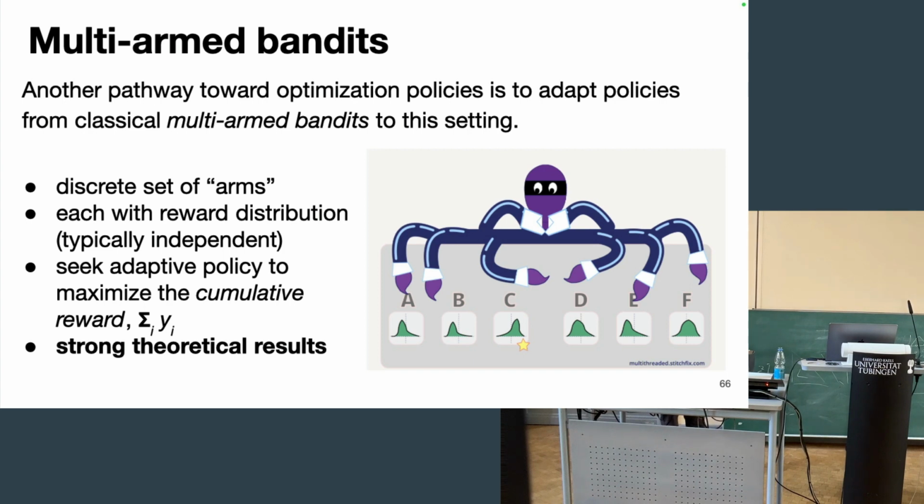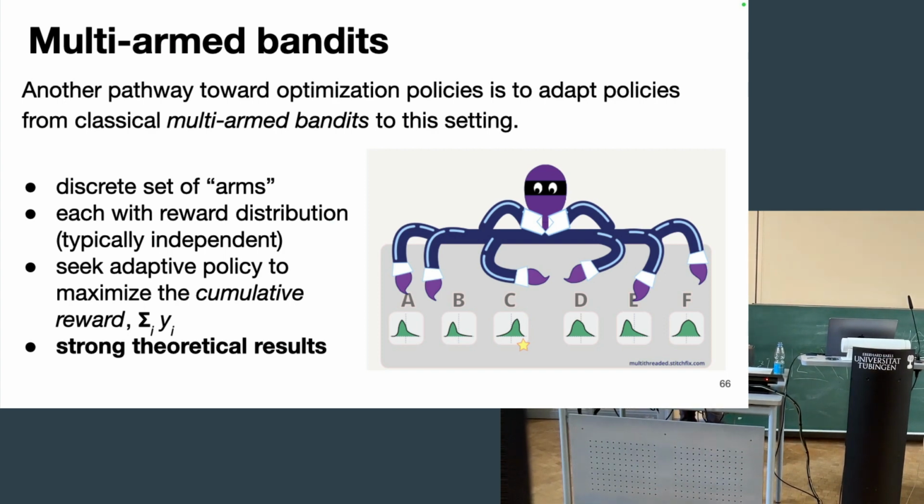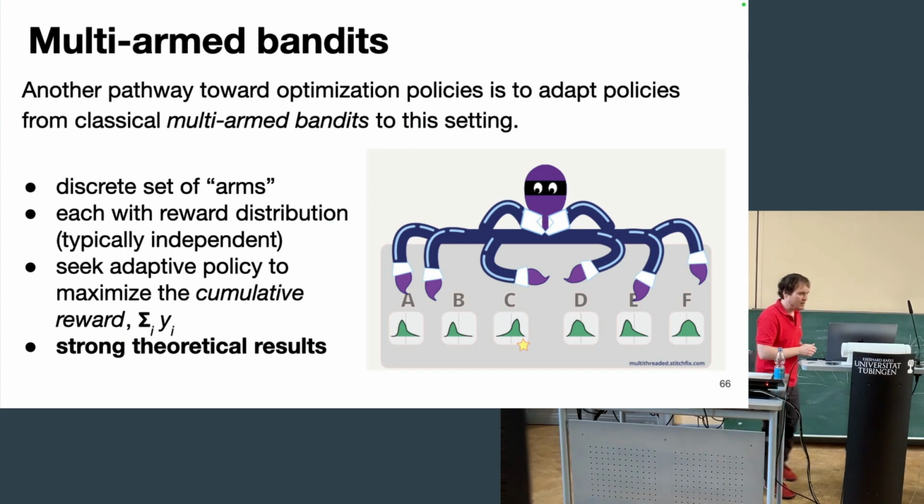OK, so multi-armed bandits are a kind of model problem in sequential decision making under uncertainty. In the prototypical multi-armed bandit, you've got some discrete set of alternatives, or arms. Each one of them has some reward distribution associated with it. We usually assume that these reward distributions are conditionally independent given the selection of the arms. And the idea is that you want to find an adaptive policy to select a sequence of these arms, observing the associated reward, in order to maximize your cumulative reward, like the average function value that you see over time.